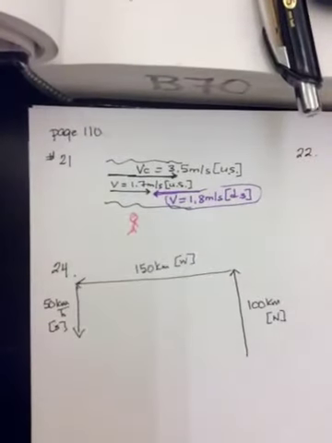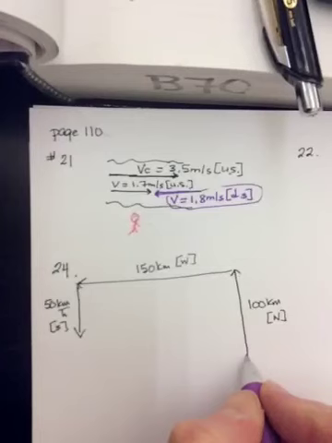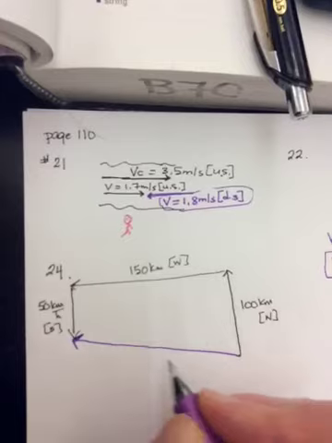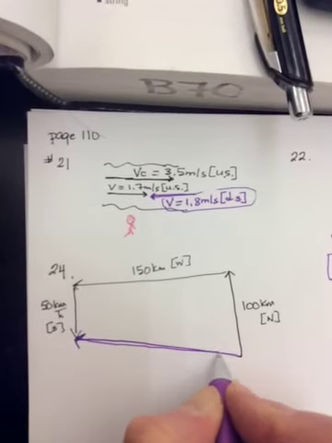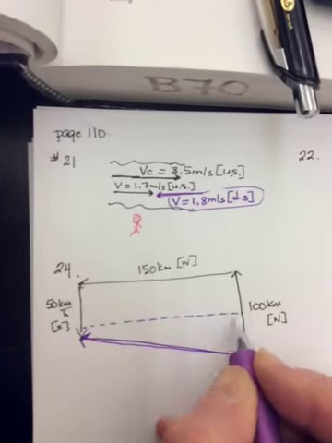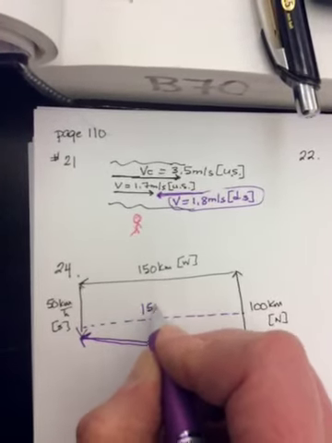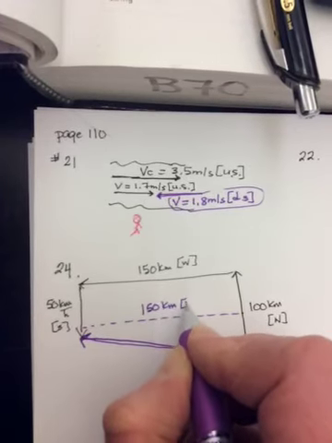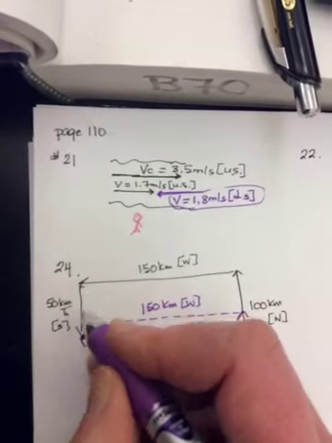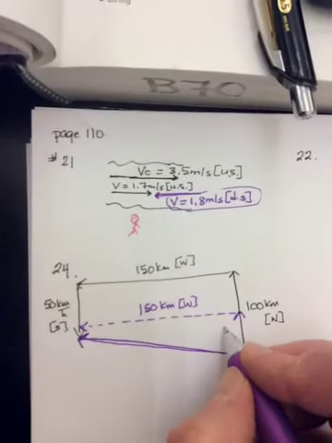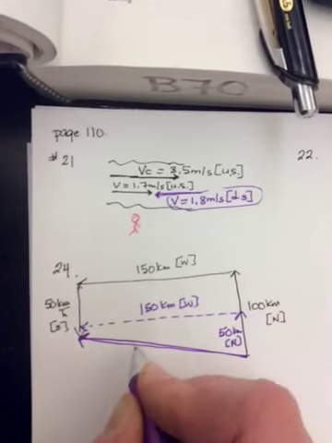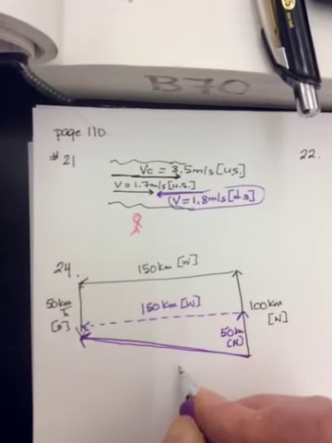Your resultant is going to be here, starting where the first one started, ending where the last one ended. Now you might say, how am I supposed to find this? This is not a right angle triangle. But if you look, it really kind of is, right? Where this side is 150 kilometers west, and this side is just the 100 kilometers north minus the 50 kilometers south. So it's really 50 kilometers north. And now you can do Pythagorean theorem to find this side.